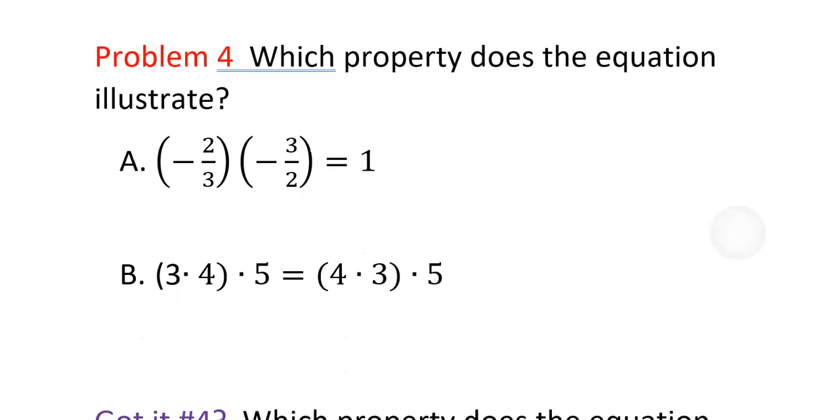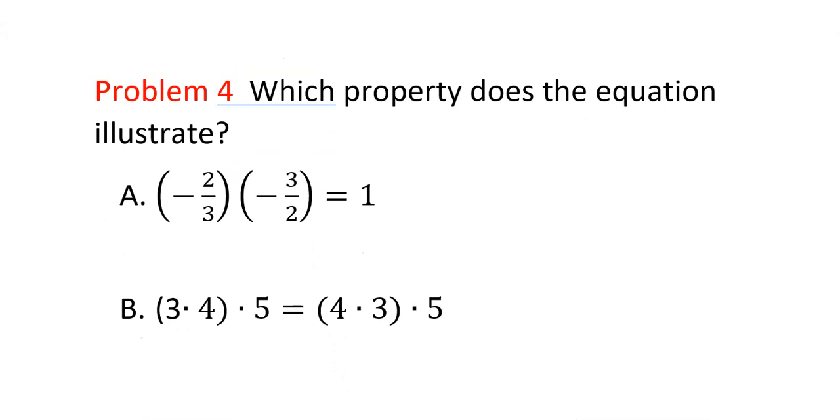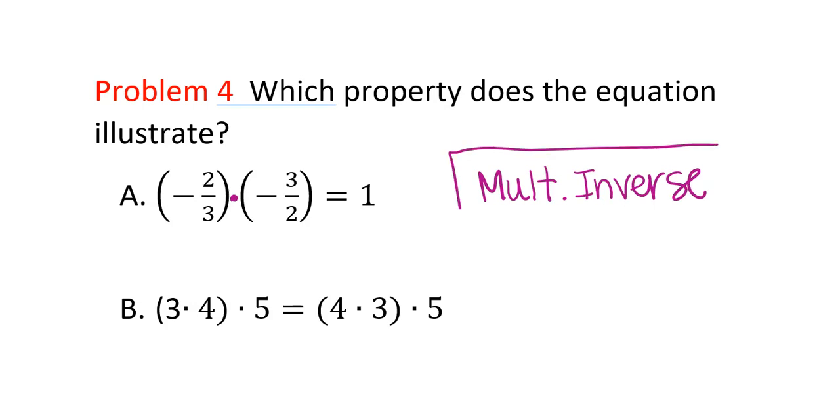So the first few questions are going to be asking, which property does the equation illustrate? When you look at this one, obviously it's multiplication. So first decide, is it multiplying or adding? This one is multiplying because anytime there's no item in the middle, it's multiply. And when you look at it, if you take negative 2/3 times negative 3/2 and get 1, it must be the multiplicative inverse. Or you could say inverse of multiplication.